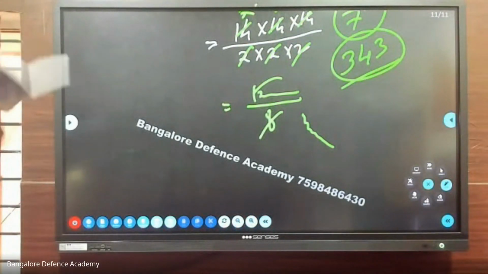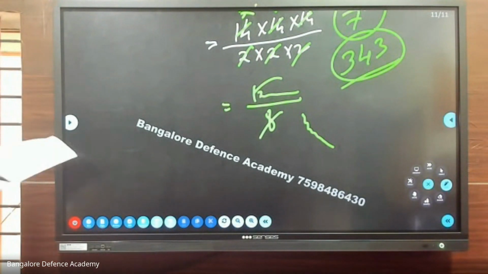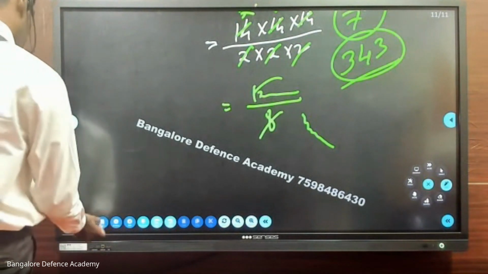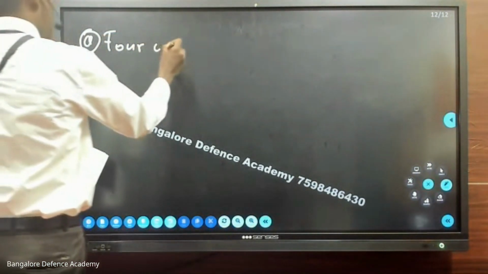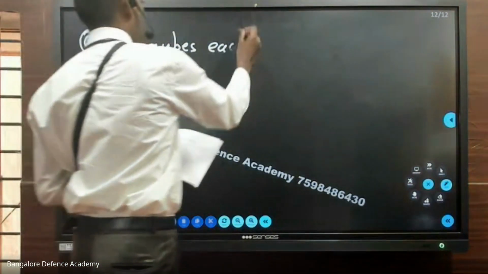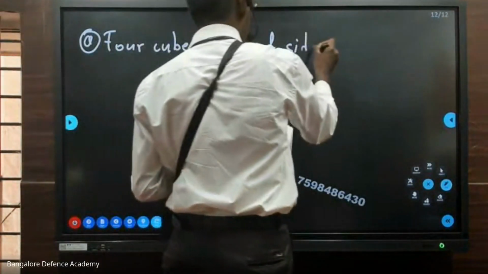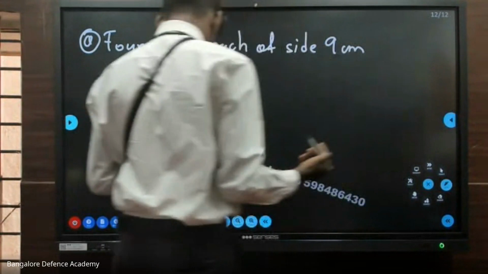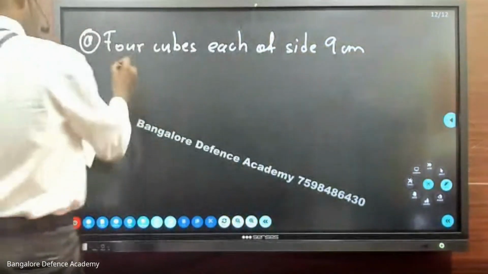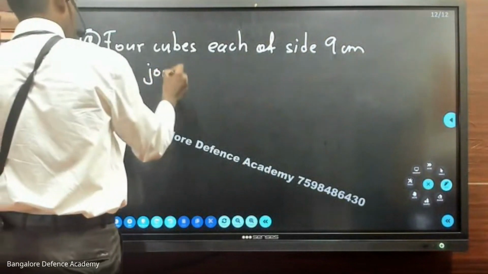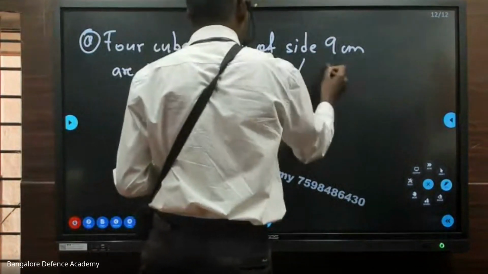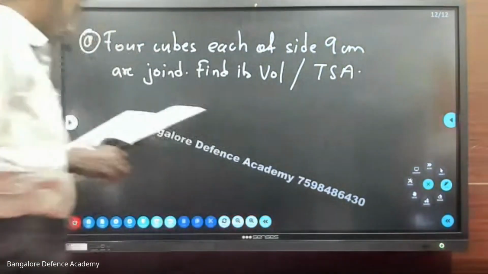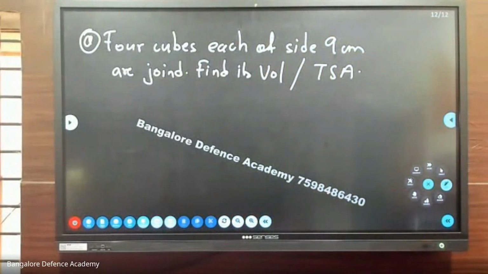Next. Next question, take it down. 4 cubes, each of side 9 centimeter, are joined. Find its volume and total surface area.